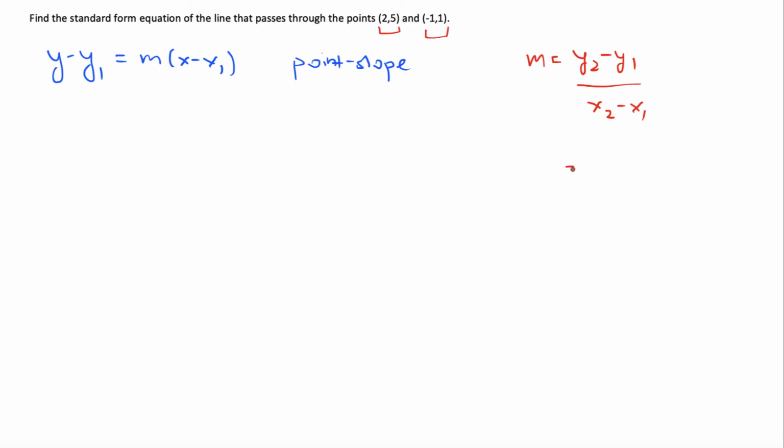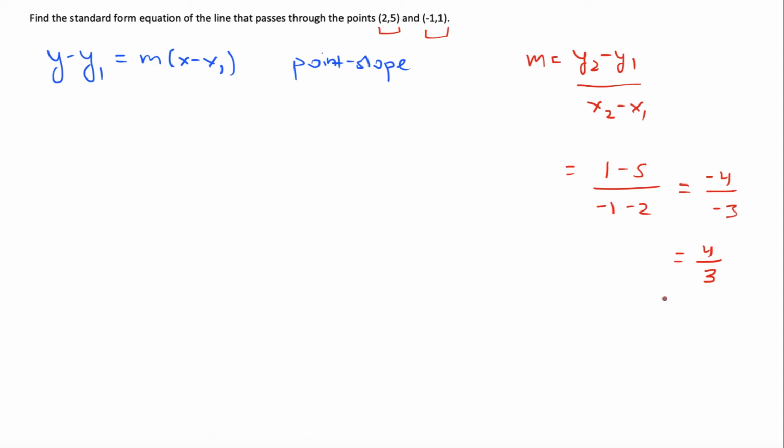Okay, so we can just plug these in. So y2, essentially the y values: 1 minus 5, and on the denominator, we're going to take the x values. So x2 minus x1, or -1 minus 2. 1 minus 5 is -4. -1 minus 2 is -3. And the negatives do cancel out, so we get a slope here of 4 over 3.